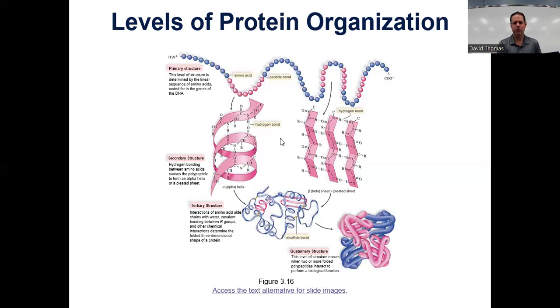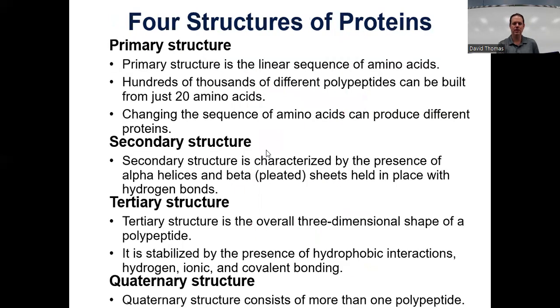Sometimes instead of forming a helix, this is called an alpha helix, it almost forms like a bent sheet, what's called a pleated sheet. You kind of put pleats. If you fold paper up a couple of times, you form some pleats in it. You have a different type of structure, but both of these are examples of secondary structures. Those secondary structures are because of the hydrogen bond attractions between different sections of the primary structure.